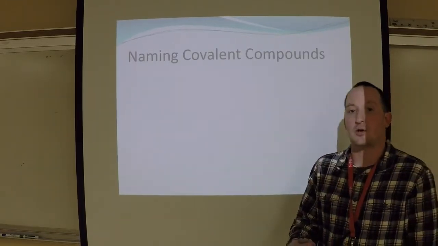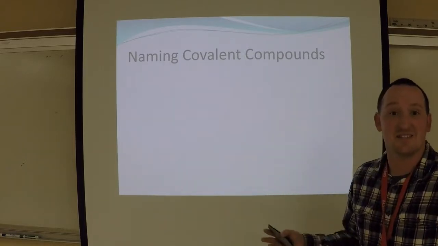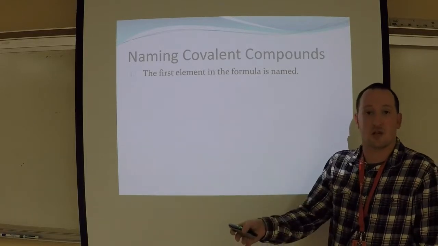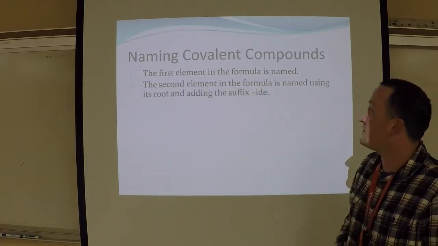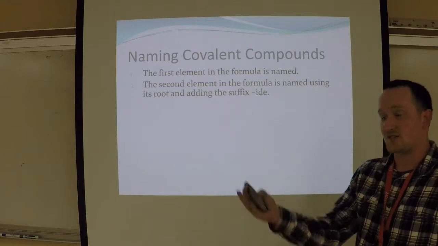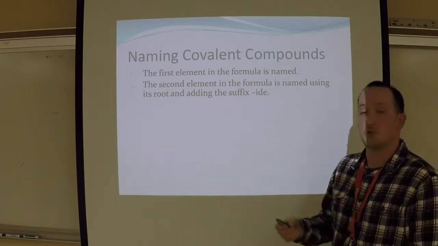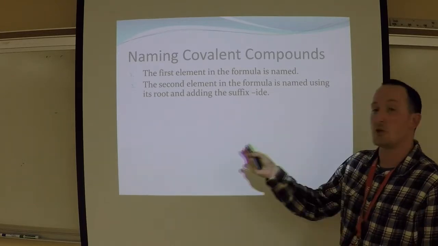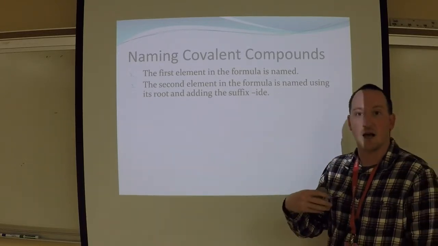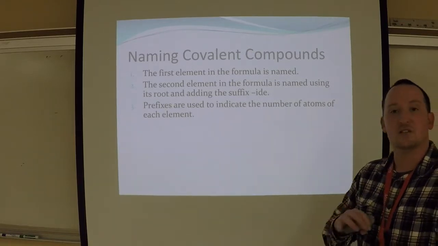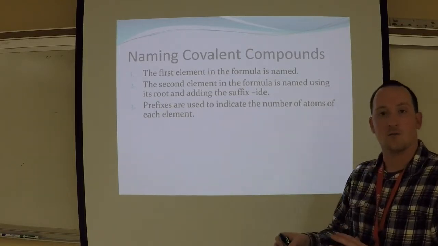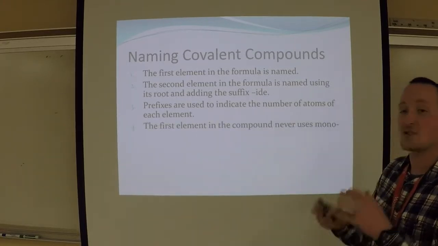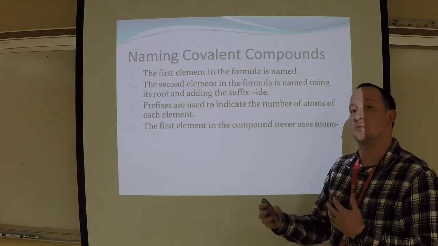So here's how you name covalent compounds. This is probably the easiest naming system of them all. Basically, you name the first element in the formula. Then you take the second element, use its root, or the first part of the element, and change its suffix to "ide." Then prefixes are used to indicate the number of atoms of each element in the compound. The first element in the compound, though, will never use the prefix mono.